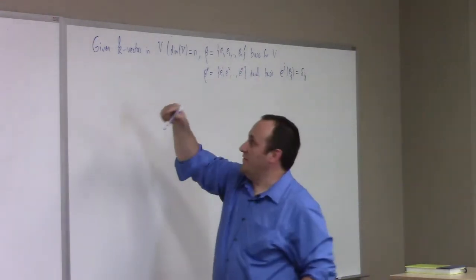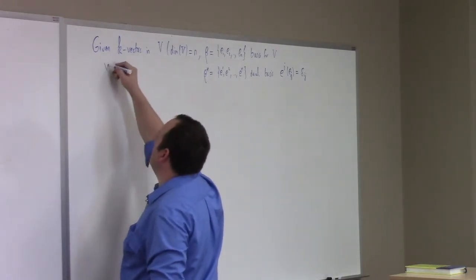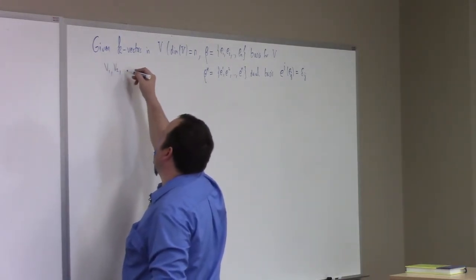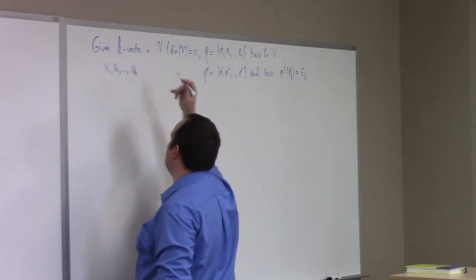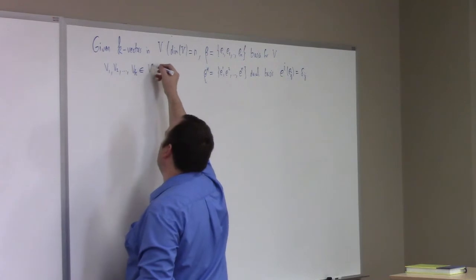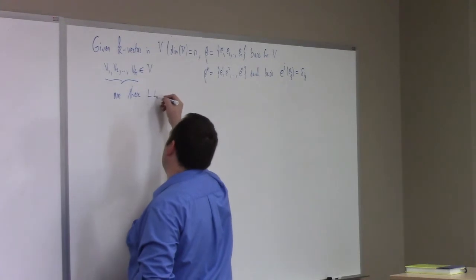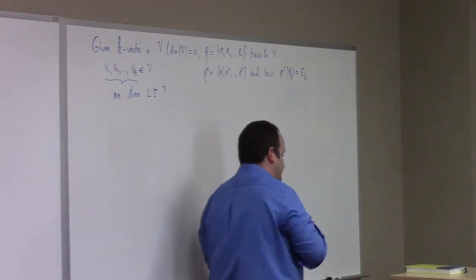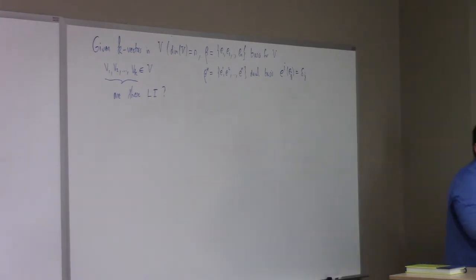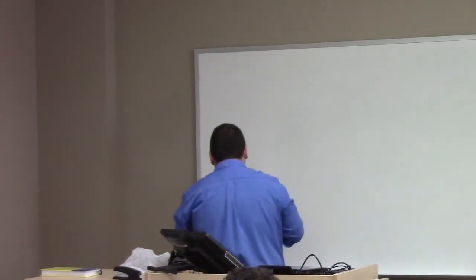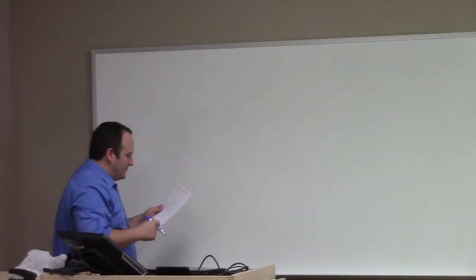But anyway, suppose you're given k vectors, say v1, v2, ..., vk in V. And you want to judge, are these linearly independent? Now that I write it out, I realize it's not quite what I wanted. I'm going to leave that up there. I'll come back to it.